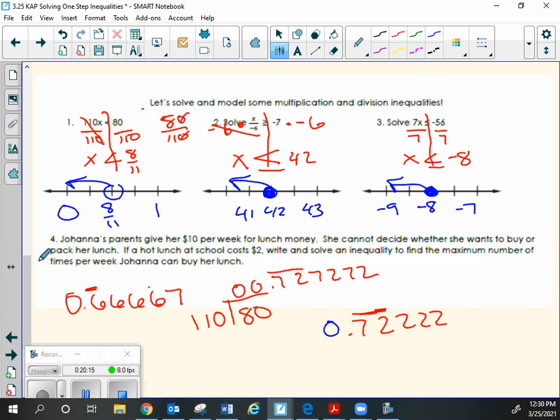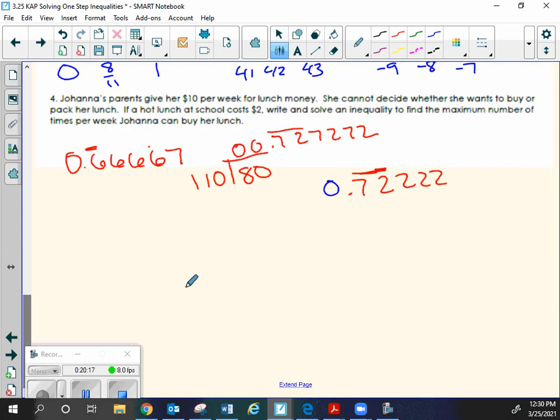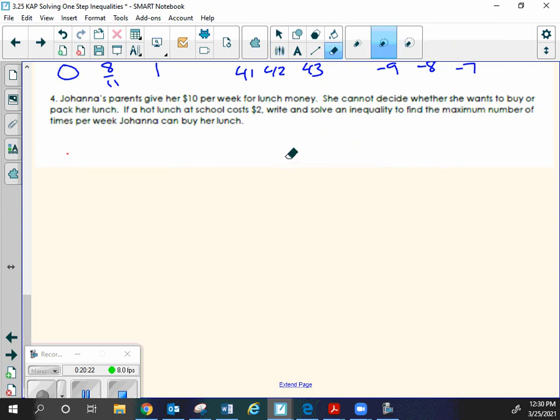Okay, last one, a word problem just to have fun with it, because it doesn't give me the inequality. I have to write it myself. Joanna's parents give her $10 per week for lunch money. She cannot decide whether she wants to buy or pack her lunch. If lunch costs $2 at school, write and solve an inequality to find the maximum number of times per week she can buy her lunch. Okay, so what can we come up with? We want an inequality that represents this whole situation. $10, $2, how many times she's buying her lunch.